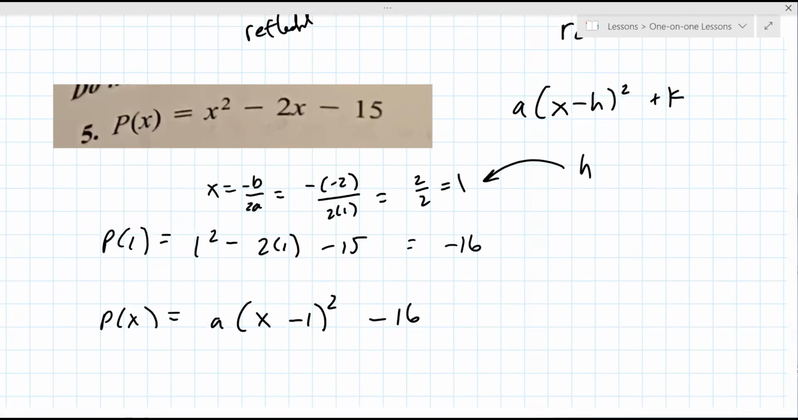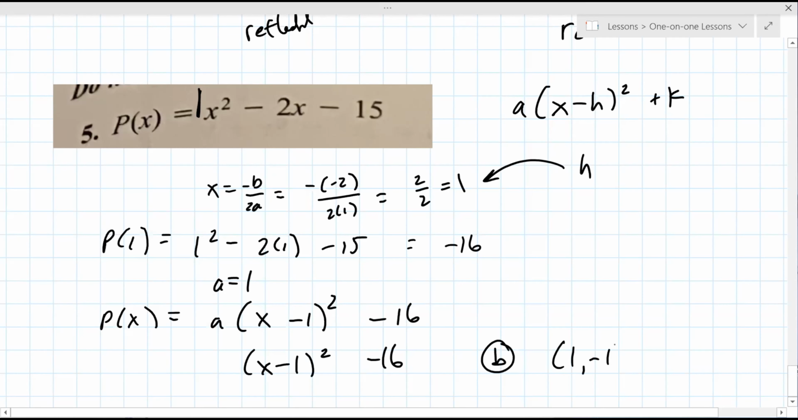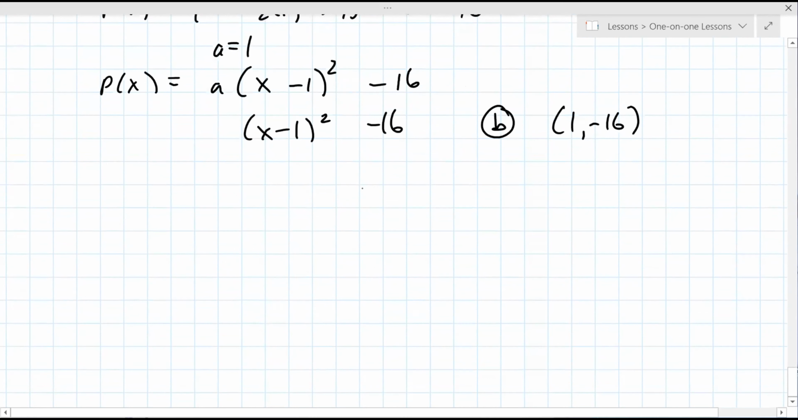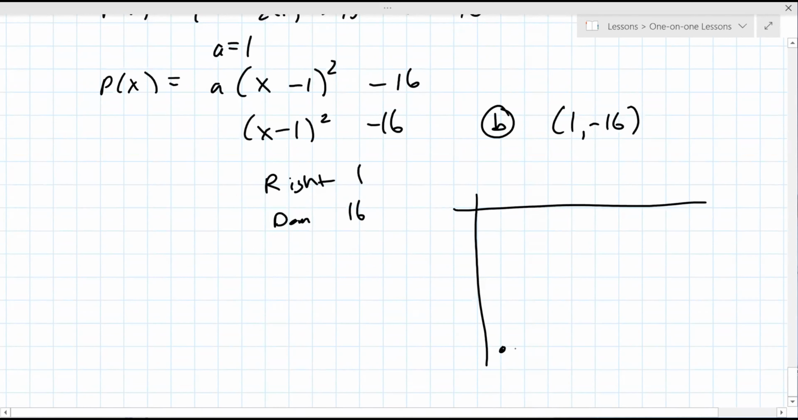What that means is you have to find a. Completing the square would give you a, but a is this number out in front. In this case, a equals 1, so it's just x minus 1 squared minus 16. Once you get it into this form, b and c are very easy. B is the vertex. Well, we already found the vertex. It's 1 comma minus 16. C is a graph. We can look at the transformations. This is right 1 and down 16. So it's like here and then something like that.